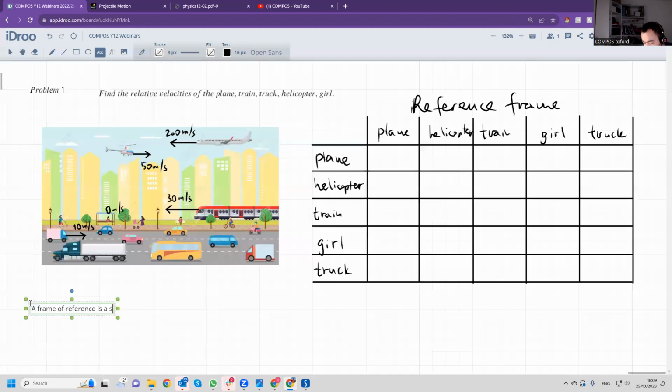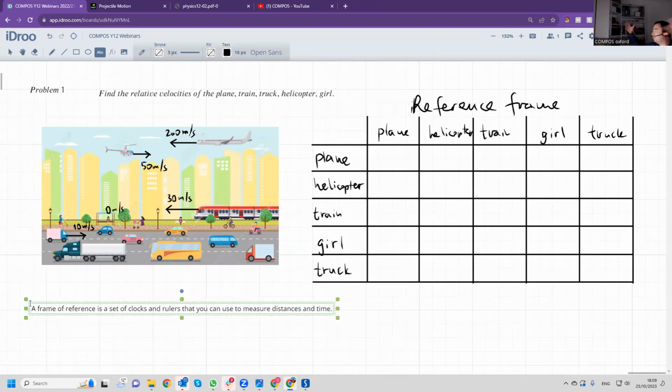A frame of reference is a set of clocks and rulers that you can use to measure distances and time.